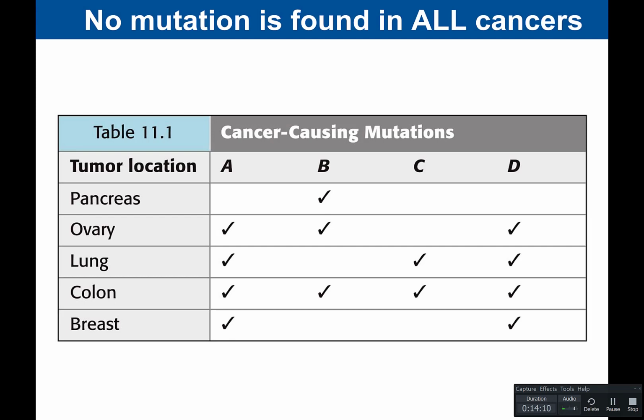So this is just showing you an example. In this case, we are looking at these 4 genes. We'll call these genes A, B, C, and D. And we're looking at the tumor location. So in the pancreas, for example, it might be found to have mutation B. In the ovary, you might have mutations in A, B, and D. In lung cancer, you might have A, C, and D, etc. And so because of these unique combinations of mutations, again, there's not one therapy that can be used for all cancers.